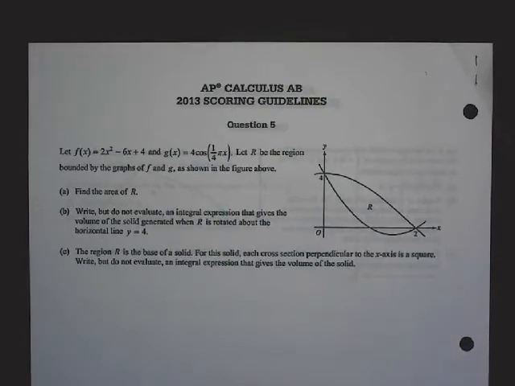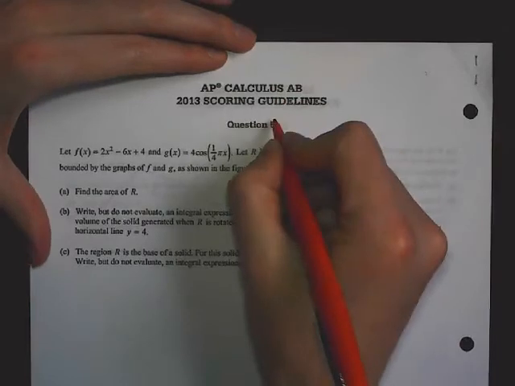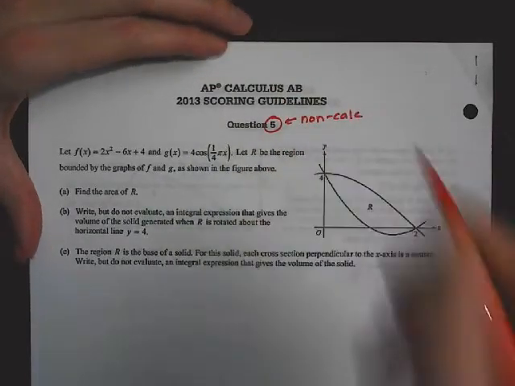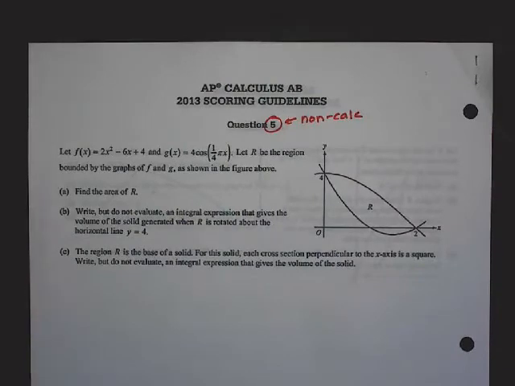So it says let f of x equals 2x squared minus 6x plus 4, and g of x equals 4 cosine of 1/4 pi x. Let R be the region bounded by the graphs of f and g as shown in the figure above. So part A says to find the area of R. Before I even do that, notice that this is question number 5 from this year's AP, which means this is a non-calculator problem. So anything I have to evaluate, I'm going to have to evaluate by hand.